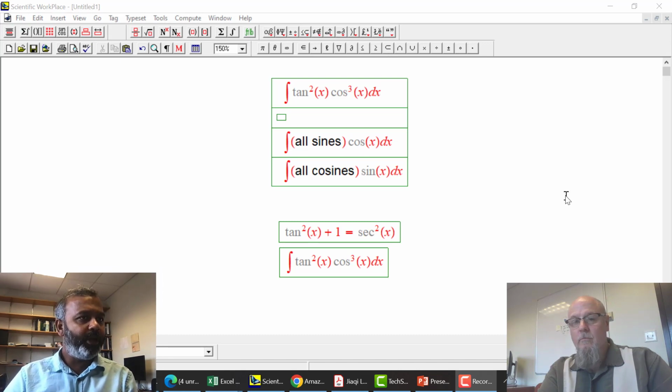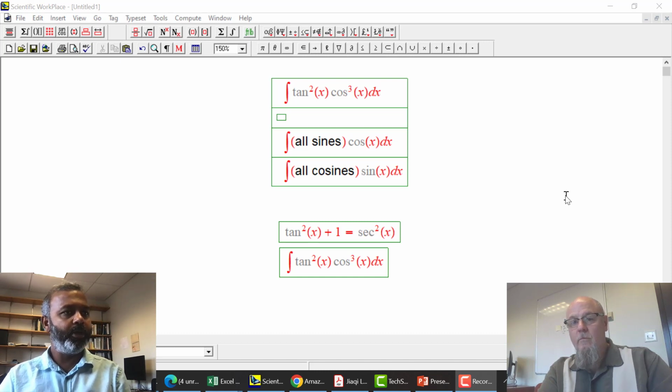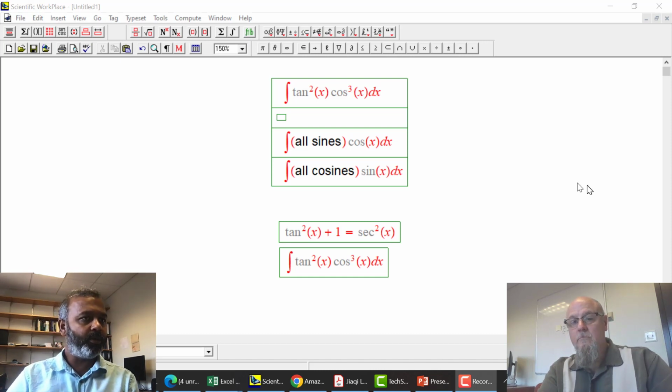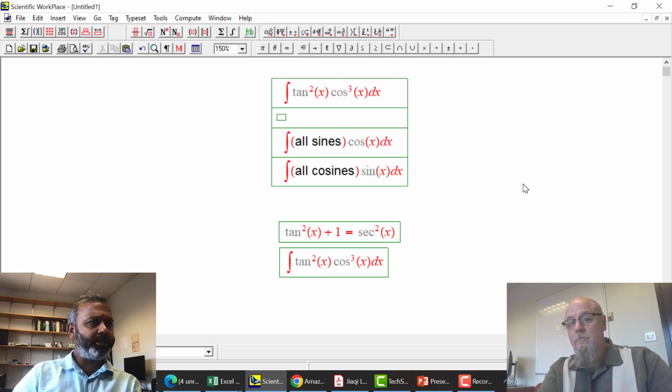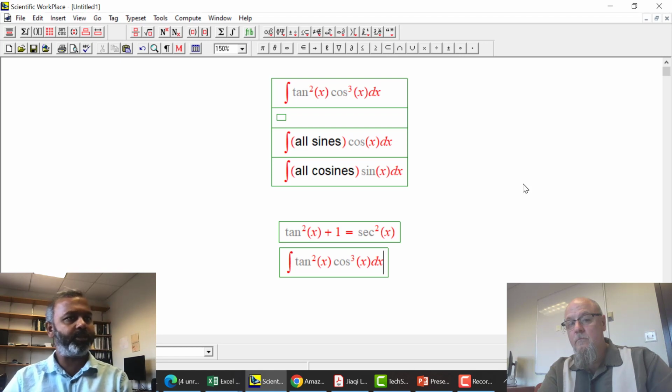Okay, so this is a problem from Stewart 9th edition, section 7.2, number 18. The question is to integrate tangent squared x times cosine cubed x dx. So we're just going to talk over this to see how we might be able to do this.